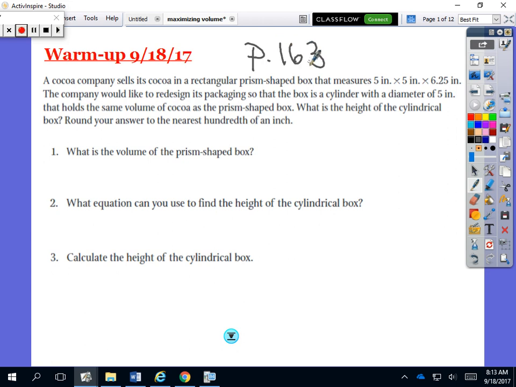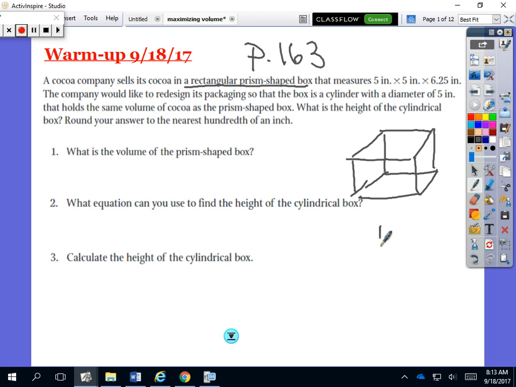So we have a cocoa company, and it sells its cocoa in a rectangular prism-shaped box that measures 5 by 5 by 6.25 inches. The company would like to redesign its packaging so that the box is a cylinder with a diameter of 5 inches that holds the same volume of cocoa as the prism-shaped box. So we've got the box, and now we want to have a cylinder with the same volume.